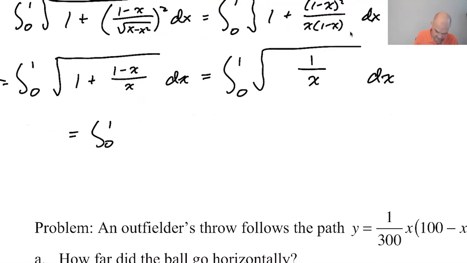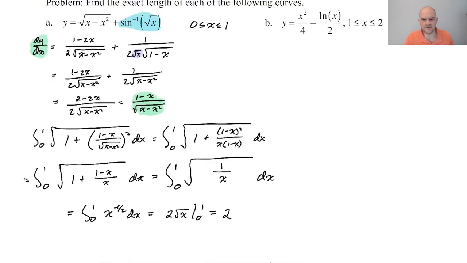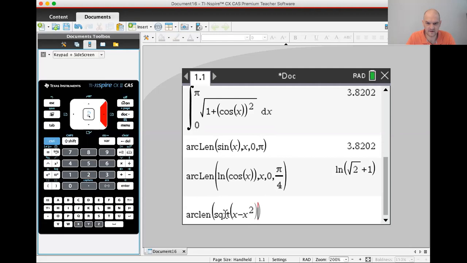Integral 0 to 1 of x to the -1/2. Right, it's x to the negative first, but then 1/2. So that plus 1 times reciprocal, 2 root x from 0 to 1. Really? 2? Should we check that on a calculator? Probably. Let's do it. And then I'm gonna try to do the next one. Let's just do the arc length thing. Arc length, square root of x minus x squared plus arc sine of square root of x.